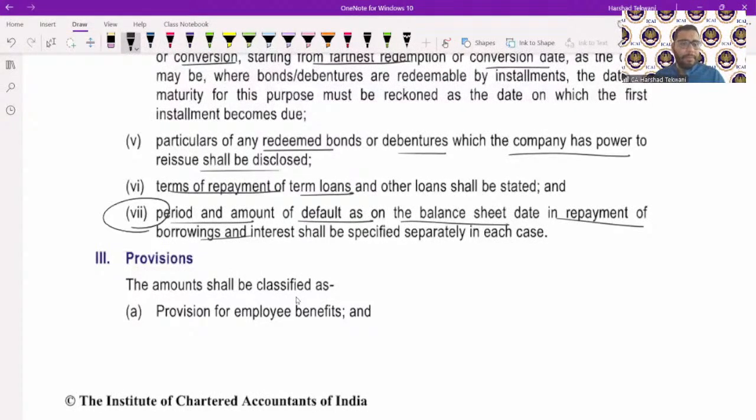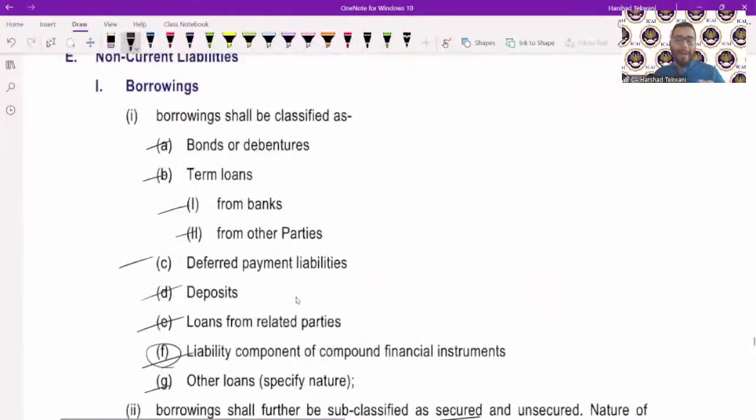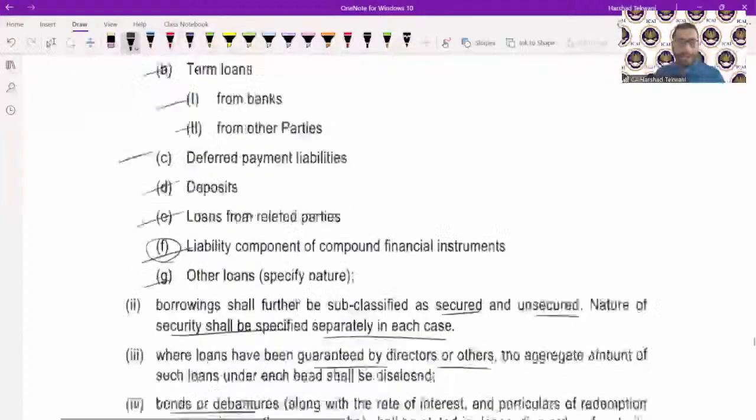the period and amount of default on the balance sheet date in terms of repayment of borrowings. This will also be in CARO. This now is company reporting. In CARO we will be reporting as an auditor. Remember that. That is my borrowings under the head non-current liabilities, financial liabilities.